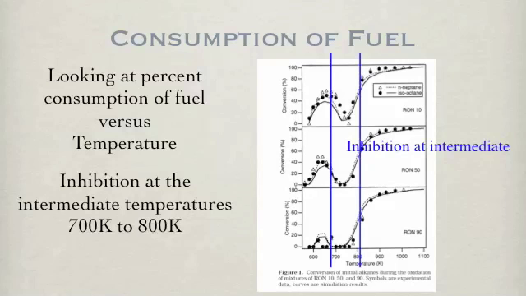In other studies, looking at the initial consumption of fuel shows that there is an inhibition process going on at intermediate temperatures, meaning the NTC region. This implies that at these temperatures, there is a reaction which inhibits the consumption of fuel, which in turn slows down the time it takes to get to ignition.